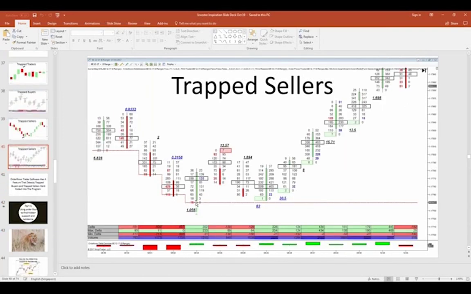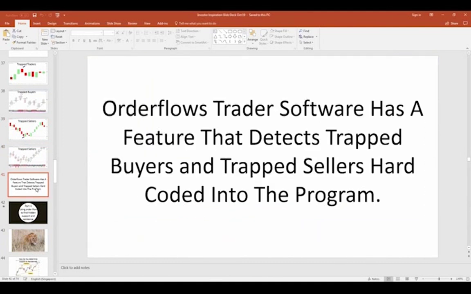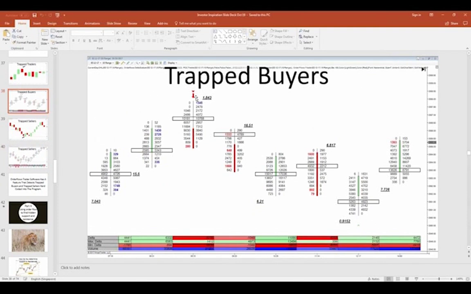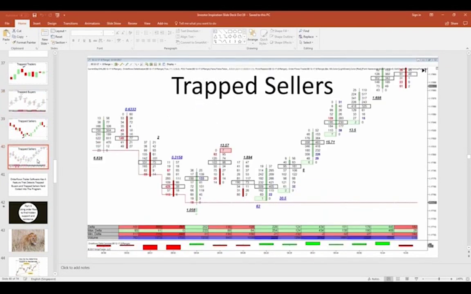You can see it pretty clearly. I've developed a feature that detects trapped buyers and trapped sellers, and it's hard-coded into the program. I don't know if you can see it, but there's a green arrow here on this low, and the red arrow here is a bit easier to see. It signifies areas, and trapped buyers and trapped sellers are good short-term trading opportunities. It's not a long-term thing where you rally from the low up to the high. For me, I like it for the next few bars.